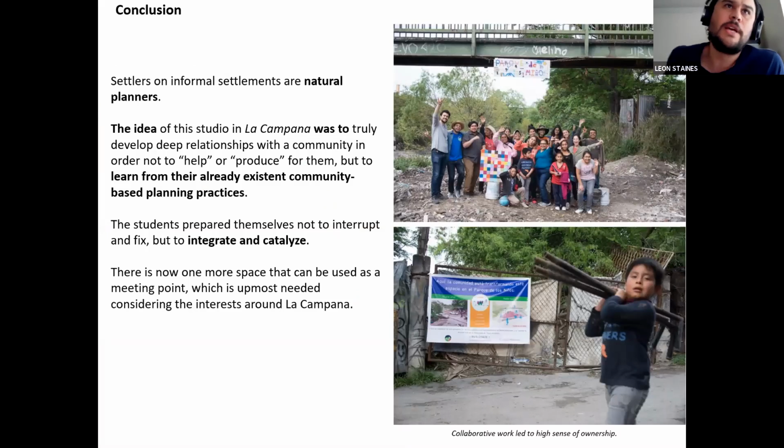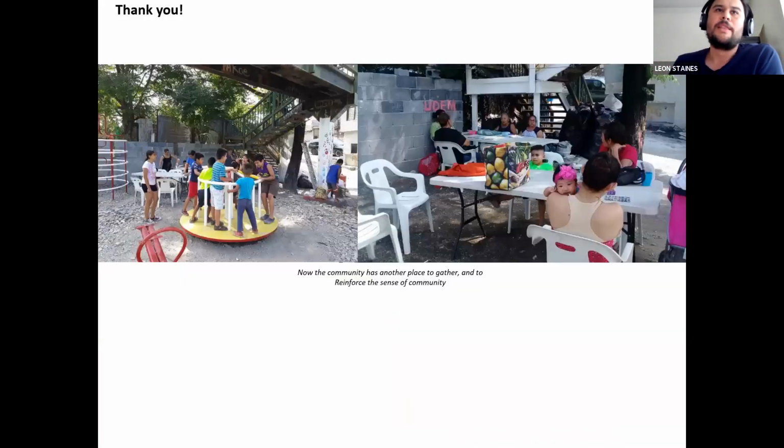As a conclusion, people who live in informal settlements are natural planners, that's for sure. And the idea of this studio and this research was not to help or produce for them, but to learn from their already existing community-based planning practices and use them and work with them. This is now, the park is getting prettier and prettier. We're still in touch with this community. And in the last photograph they sent us, they were painting a mural on this wall at the back.